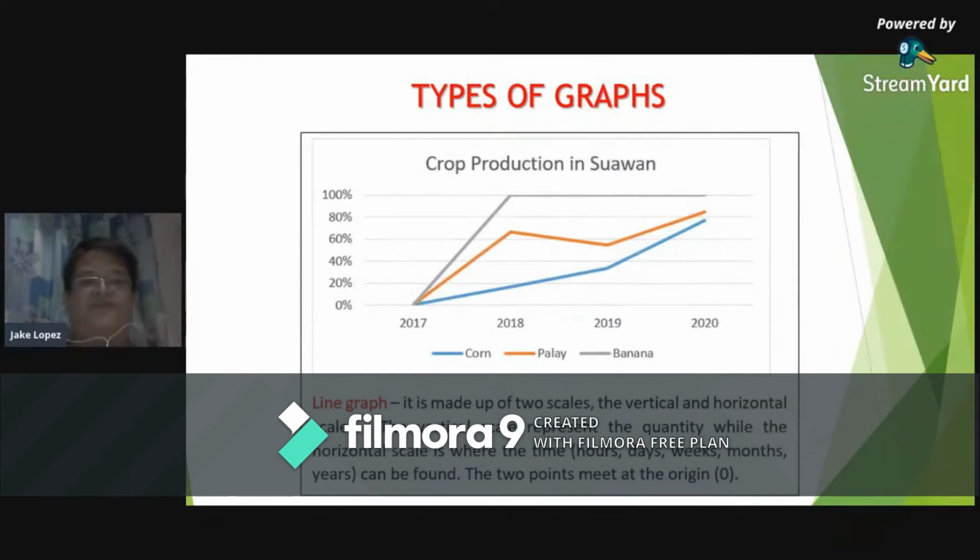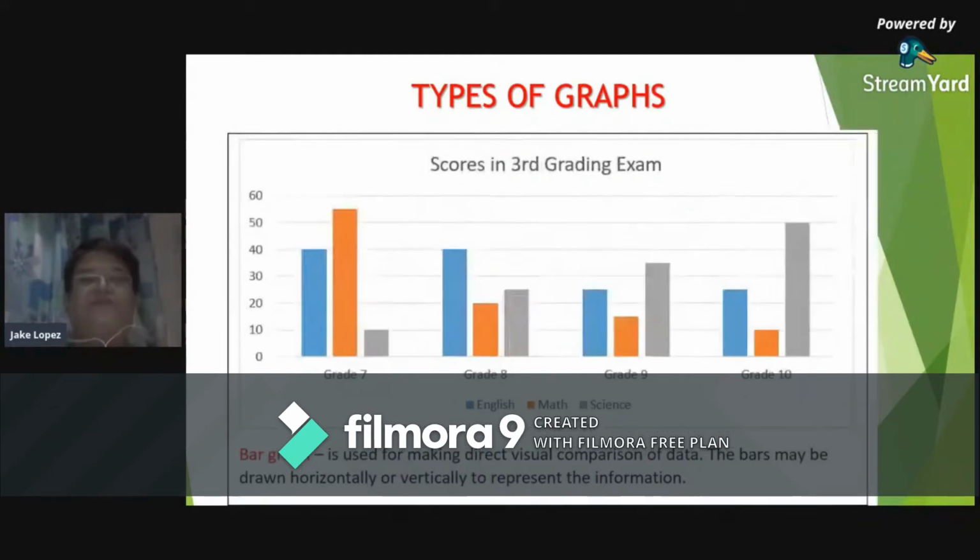Okay, and growing, it's steady until 2020. So it means that among the three kinds of crops, we have the banana, which is having its steady production, sorry, up to 100%. Okay, so any question? All right, so in the types of graphs, for the second one, we have the bar graph.